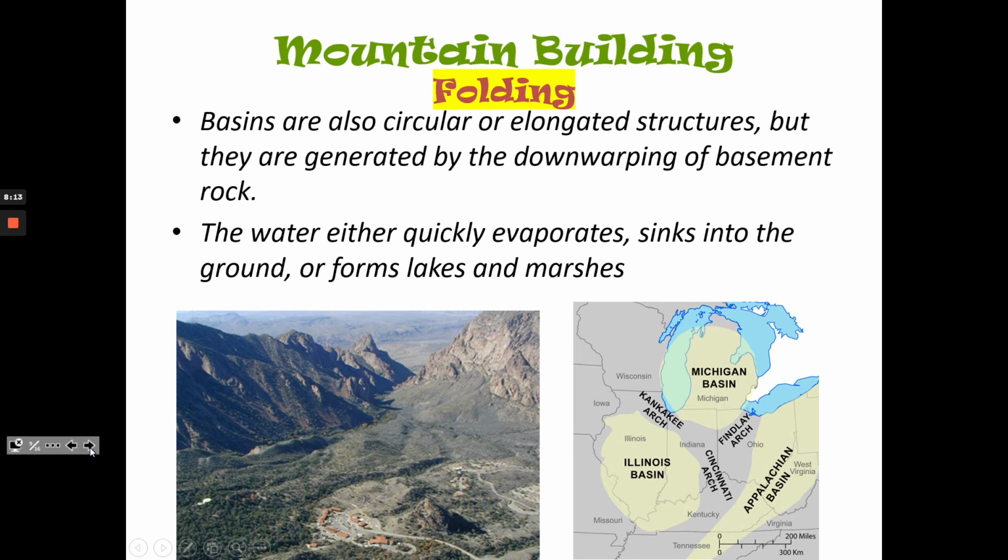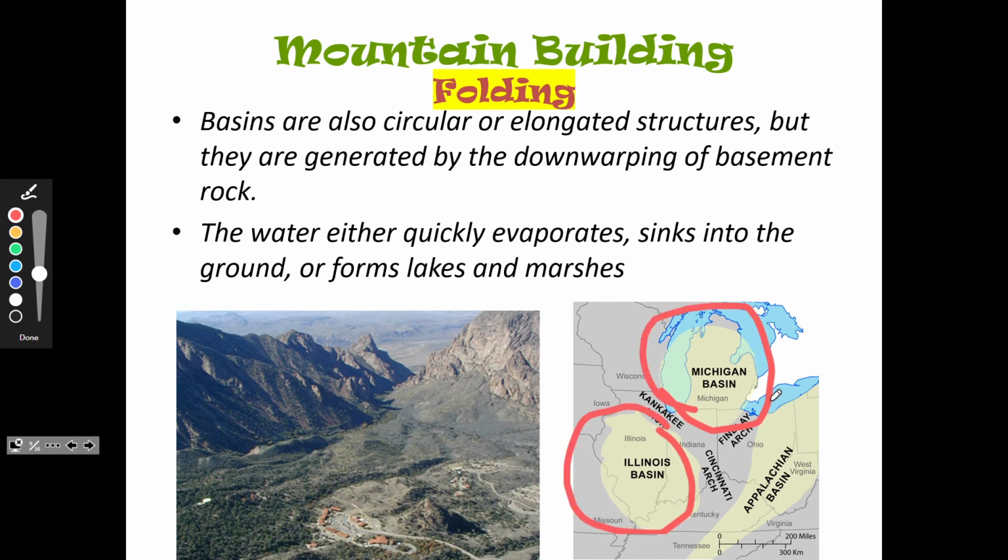Basins are going to be the opposite of that. Again, we're talking about a huge area, either circular or elongated, and this time instead of upwarping, we see downwarping, and that's a basin. So to give you an idea of the size of a basin, all of Michigan, we can see here, is basically in this basin, and then we have an Illinois basin. We're pretty much in this Appalachian basin. So again, we're talking about huge areas of land.